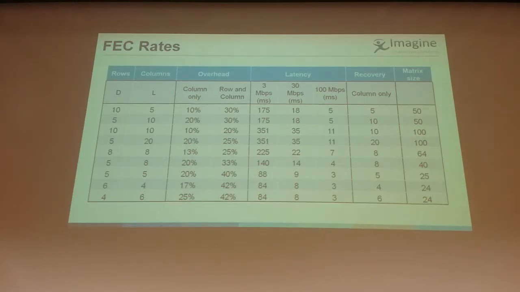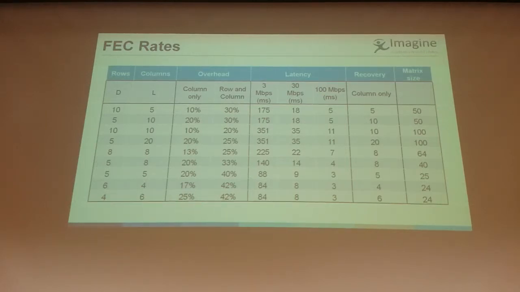You can see here, some of the cases we got like 42% overhead, so we can add a lot of overhead. It also impacts our latency. The receiver has to wait for the entire matrix to be received, so the larger your matrix, the more your latency is. And it also affects how many errors can be recovered, and what's the longest burst error. So based on your system, your error rates, and your latency, you're going to choose the best D and L that works for your system.